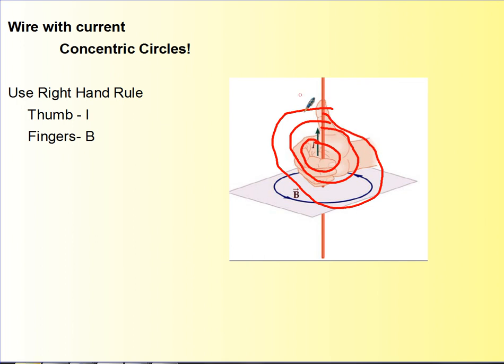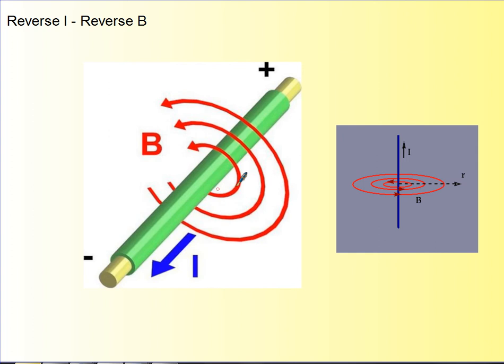Now, what direction is the force? The force is going to be in here. It's always going to be facing the wire. And if you reverse the direction, of course, the magnetic field will reverse direction.